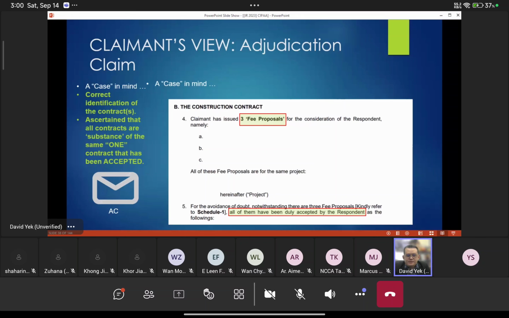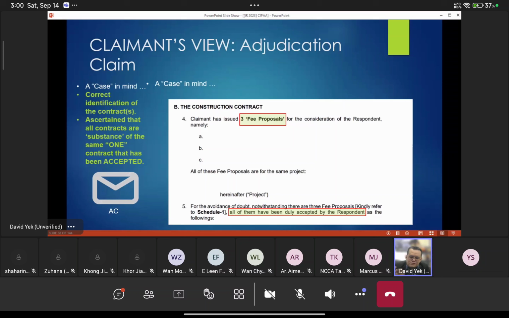Have a case in mind. You have to correctly name the contract. In this case, the contract consists of 3 fee proposals. So you have to list them down as A, B, and C. Together, collectively, the 3 proposals are one contract. That means these 3 proposals must be interrelated. If they are not interrelated, they cannot be considered as one contract. There is case law on this. And then it must be for the purpose of a project. So you have to state it very clearly.